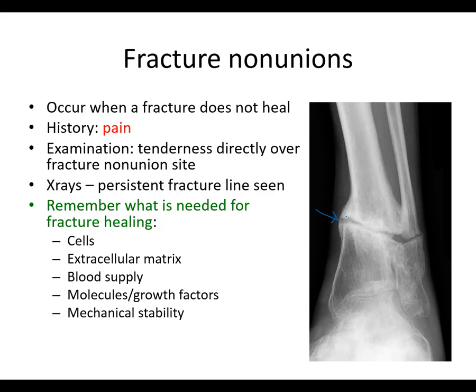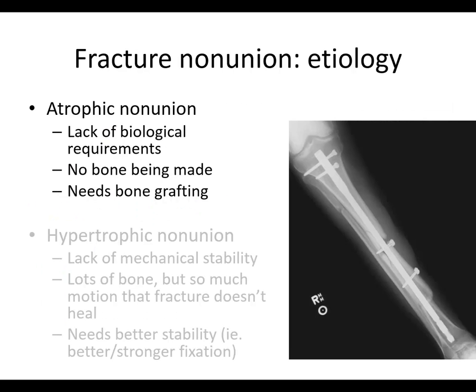In fact, in this case, the line has extended beyond where you would think is the normal outline of bone, and it's even extended out into here, right? And remember, what's needed for fracture healing? Cells, extracellular matrix, blood supply, molecules and growth factors, and mechanical stability, right? So if anything goes wrong with any of these things here, you can potentially get a nonunion, okay?